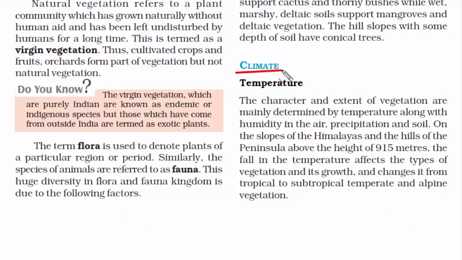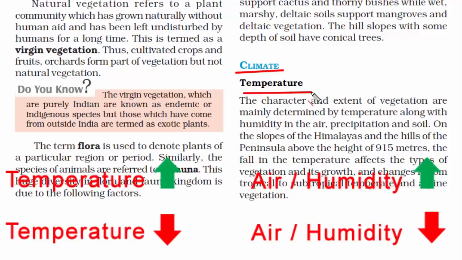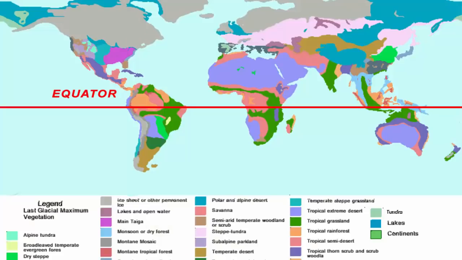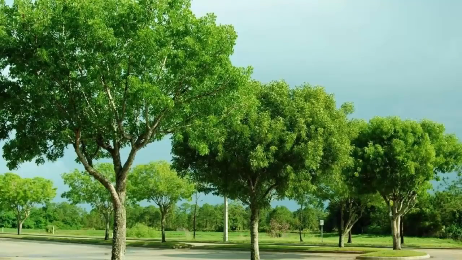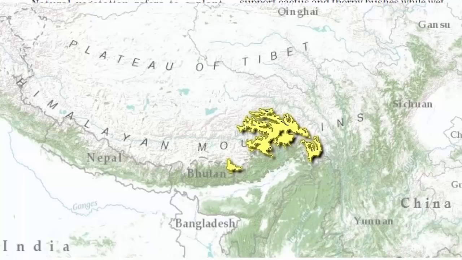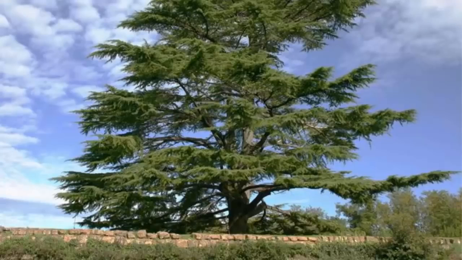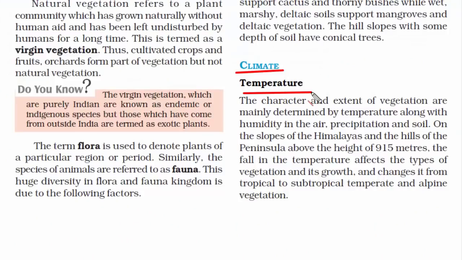Going to the second category, climate. Temperature plays an important role in the growth of plants and trees, because with temperature, the air and humidity in the environment change. That's why you will see, as we go away from the equator, temperature decreases and the type of vegetation cover also changes. Near the equator, you will find evergreen forest, where trees such as rosewood and mahogany are found. But if you go to the Himalayas, there you will find coniferous forest, where trees such as pine, cedar and deodar are found. So that's the role of temperature.